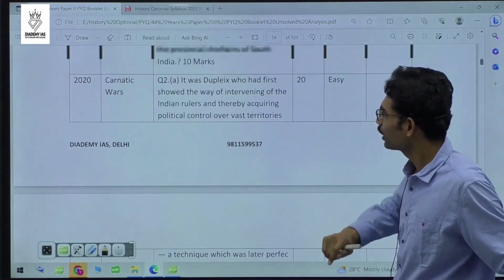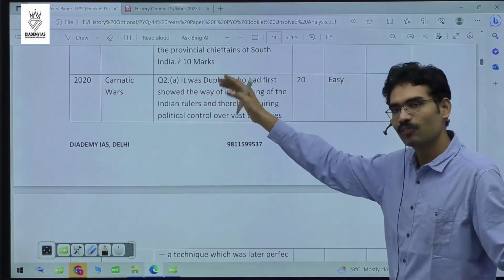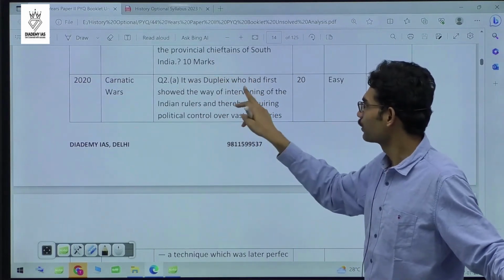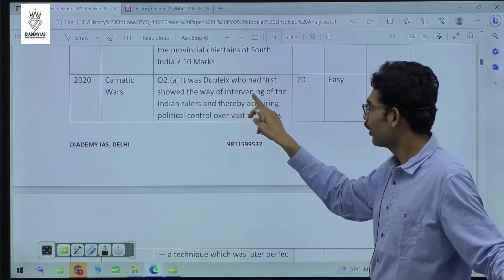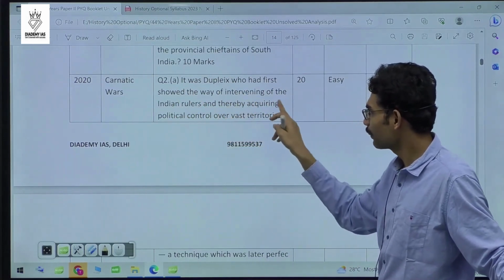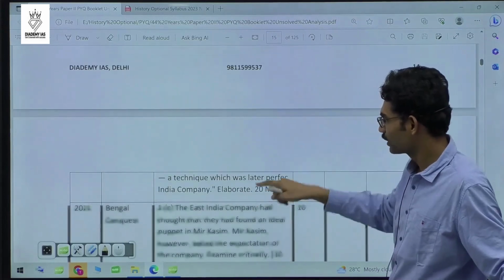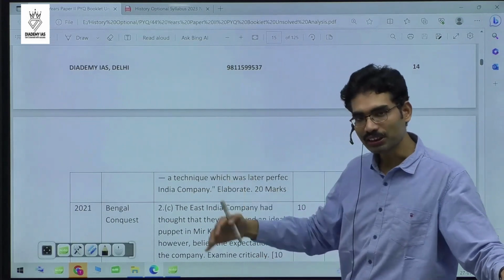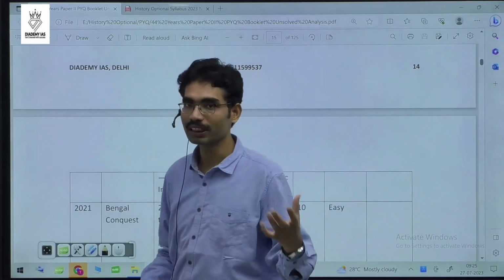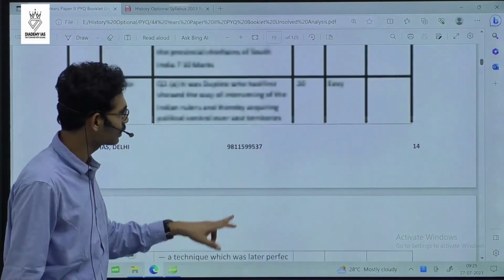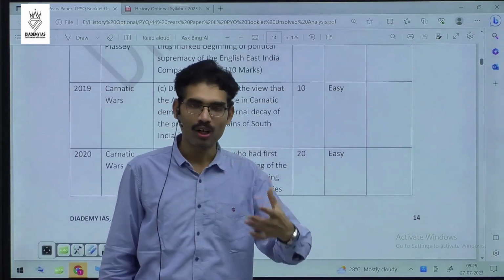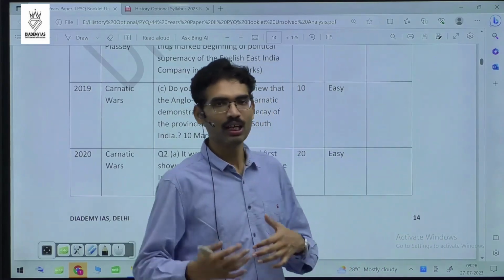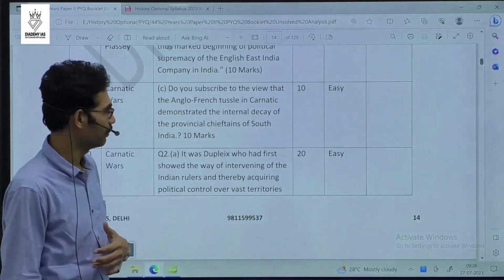Now, if you go to 2020, it was Dupleix. He is a French general. So it was the French East India Company who had first shown the way of intervening in Indian rulers' affairs and thereby acquiring political control over vast territories, a technique which was later perfected by the English East India Company. So initially it was the French who showed the path to the English East India Company. And here you have to analyze what were the policies of Dupleix and how he involved himself in Indian politics and how it became a role model for the English.